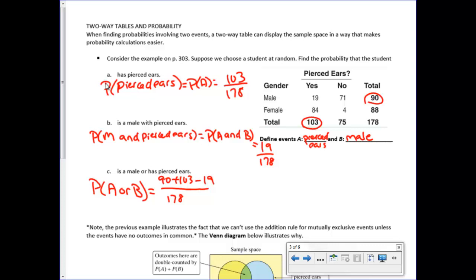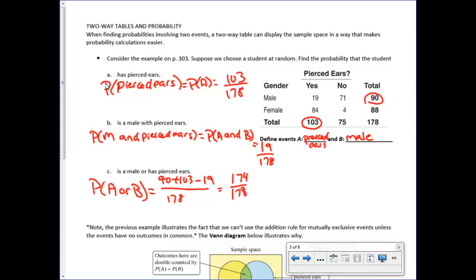And here's where we were talking yesterday briefly about this term mutually exclusive. These are not mutually exclusive because somebody can be male and they can have pierced ears. This is not mutually exclusive. So 90 plus 103 minus 19, what does that give us?